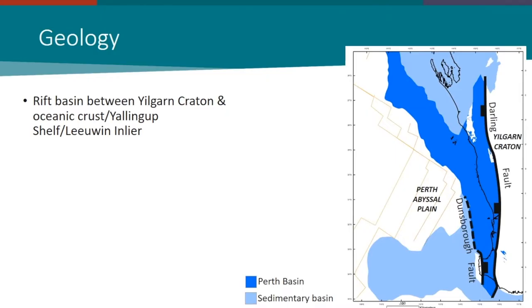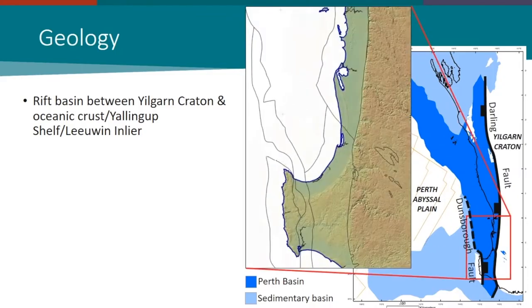The Perth Basin is a rift basin that lies to the west of the Yilgarn Craton, from which it's separated by the Darling Fault. To the west of the Perth Basin lies oceanic crust of the Perth Abyssal Plain, and in the south, the Dunsborough Fault separates the basin from the Yallingup Shelf and the Proterozoic Leeuwin Inlier.